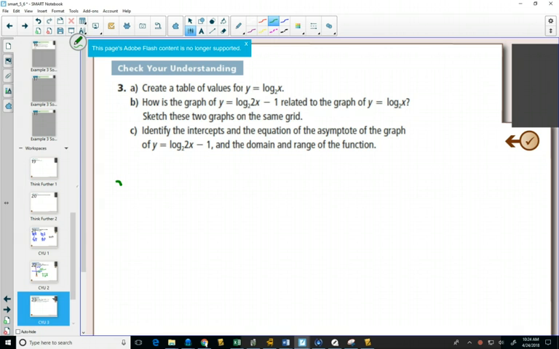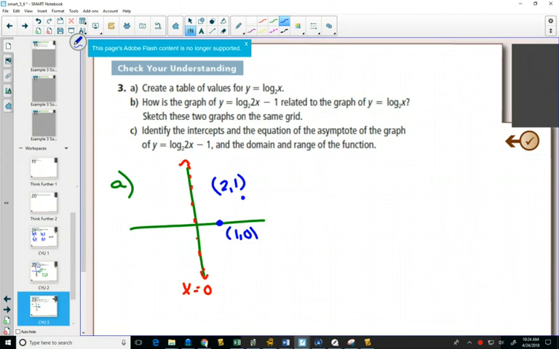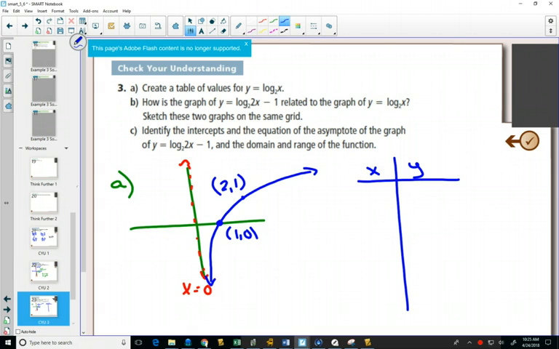So in A, if I want to graph log base 2 of x, I know that I'm going to have an asymptote here at x equals 0. I know that I'm going to have the point 1, 0. And because the base is 2, I'm going to have the point 2, 1. I know my basic shape goes like this.